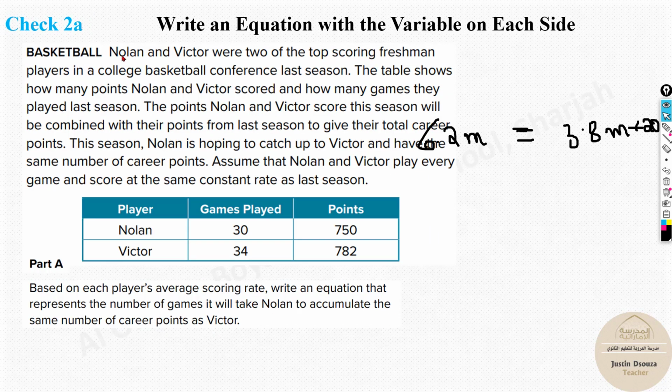Let's see another. There's another problem over here. Basketball. Nolan and Victor were two of the top scoring freshman players in the college basketball conference last season. The table shows how many points Nolan and Victor scored and how many games they played last season. The points Nolan and Victor scored this season will be combined with their points from last season.